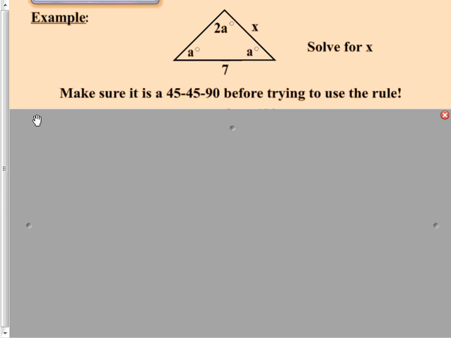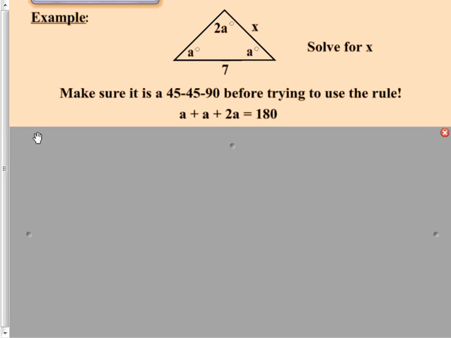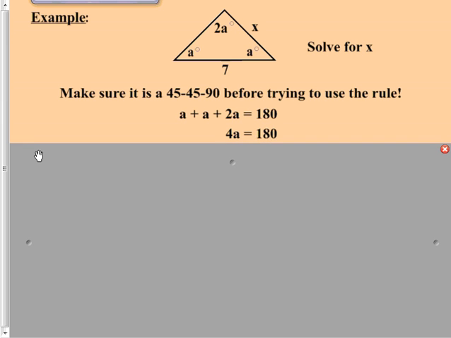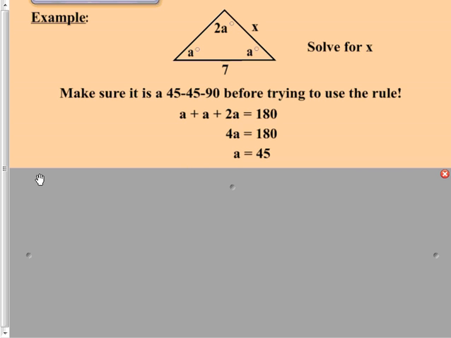Now, we have the three angles in the triangle, and they all have information about A in them. But what is it that we know about the three angles in a triangle? The three angles in a triangle should add together to equal 180 degrees. So whatever A is plus whatever A is again plus whatever 2 times A is equals 180. We have a whole lot of like terms on the left side. A plus 2 A's is 4 A's. So we have 4 A's equaling 180 degrees. We do not want 4 A's, we only want 1. So we divide both sides by 4, and we find that A is 45.